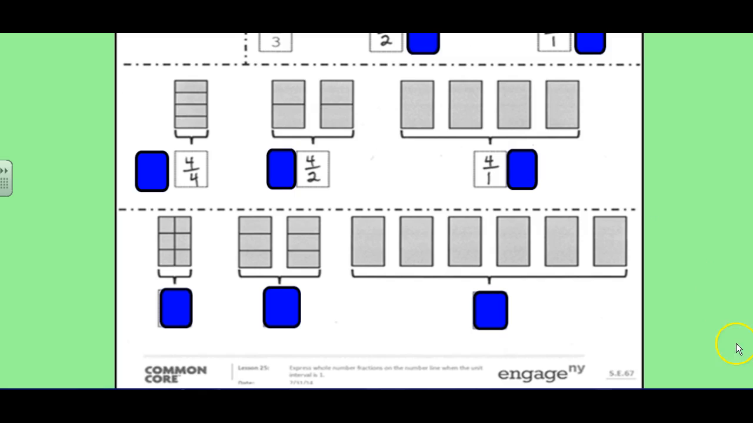So now we're going to move on to the bottom part of this front page, and I'm going to let you go ahead and do this part on your own. And whenever you're ready to check the answer for these 3 fractions, you can just play.